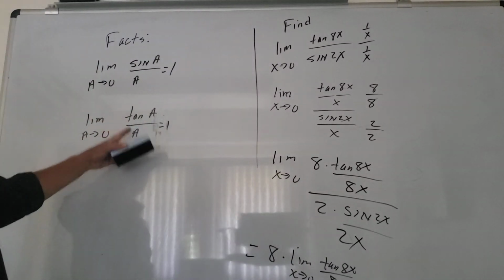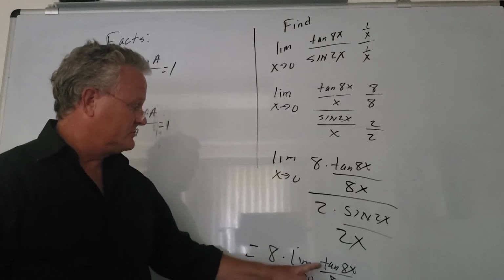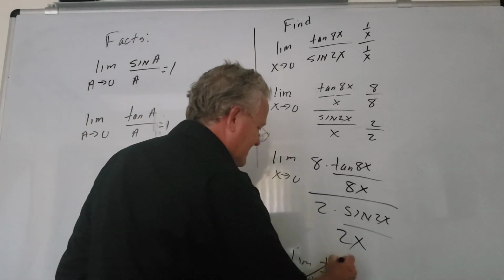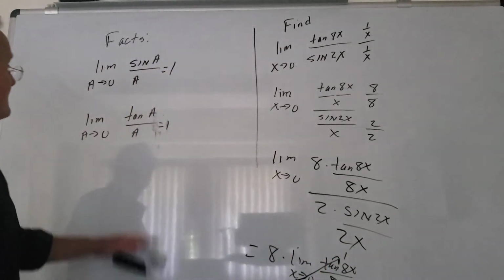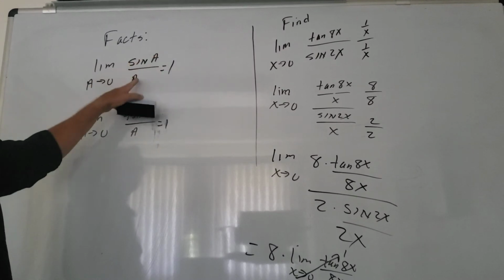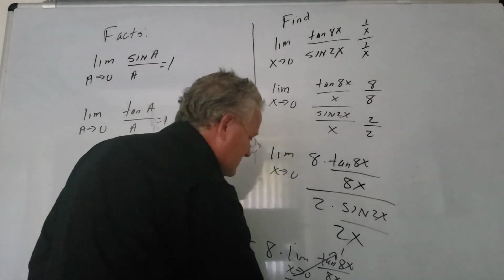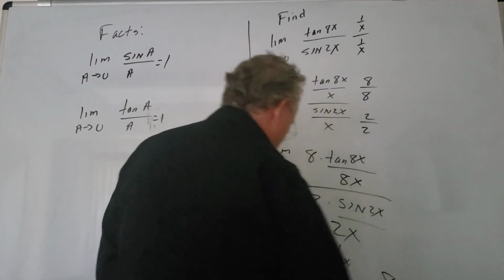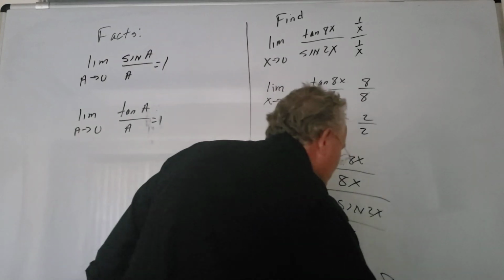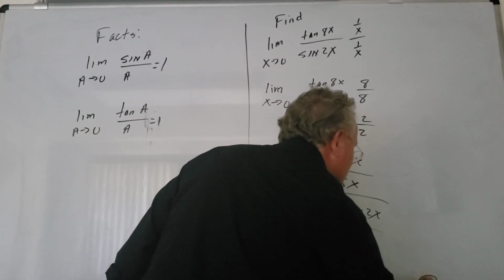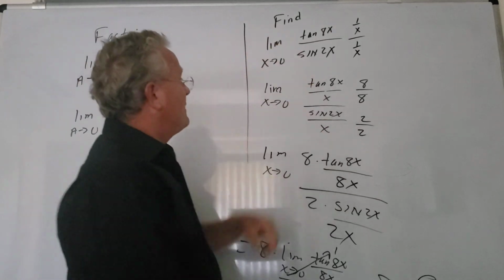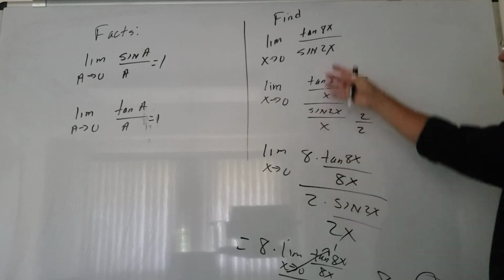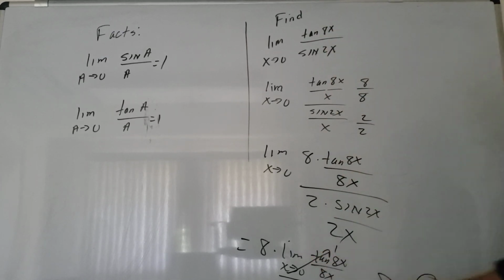Well, now we use these facts. The limit as x goes to 0 of tangent 8x over 8x is equal to 1. Likewise, the limit as x goes to 0 of sine 2x over 2x is also equal to 1. So you get 8 times 1, which is 8, over 2 times 1, which is 2, and 8 over 2 is equal to 4. So the limit of this particular quotient that involves trig functions is equal to 4.